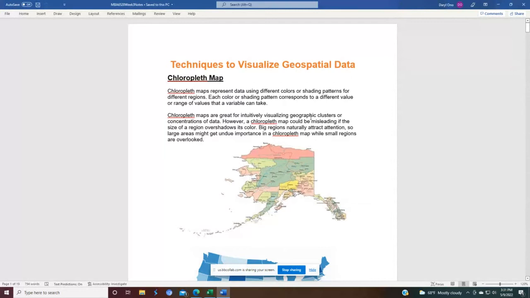So today's topic is geospatial data. Basically, what does that mean? This is helping you make decisions based off geography. So, for example, geography is going to be very important.